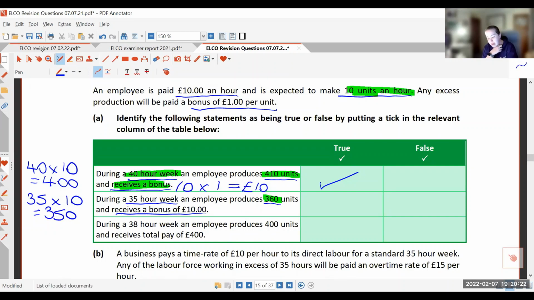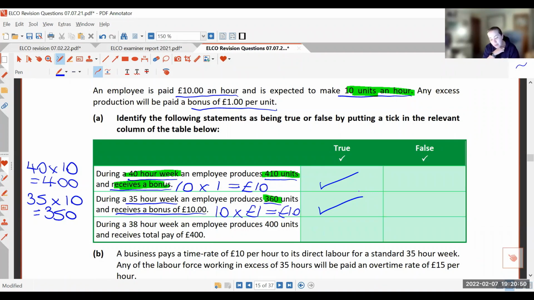And very similarly to that first one, they've produced 10 units more. So again, it's that, oh gosh, I always seem to be hitting my eraser by accident. It's that 10 units extra times the £1 bonus. So they do get a bonus of £10 again. So that's another true one. Yeah, so that was nice and straightforward.